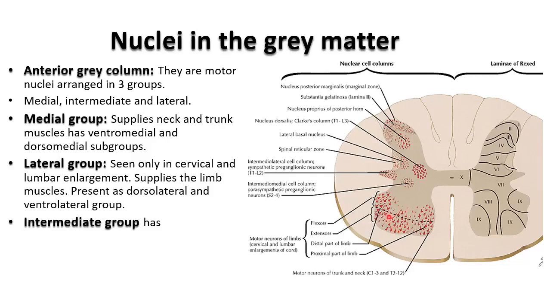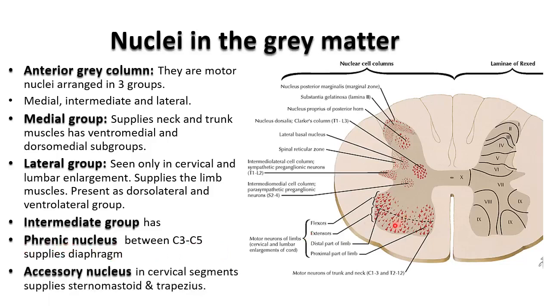One, in the intermediate group, is the phrenic nucleus, C3 to C5, which innervates your diaphragm through the phrenic nerve. Then you have the accessory nucleus, which is responsible for the spinal part of the accessory nerve, which supplies your sternomastoid and trapezius muscles. So the nuclei for these are present in the intermediate group: the phrenic nucleus and the accessory nucleus.